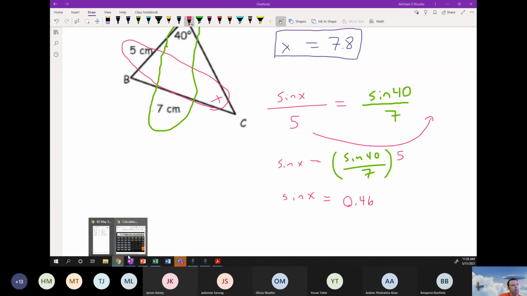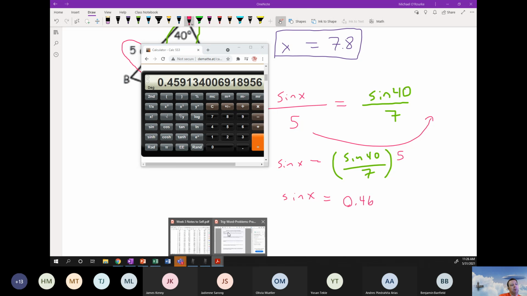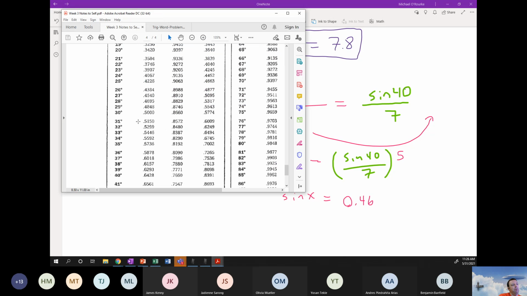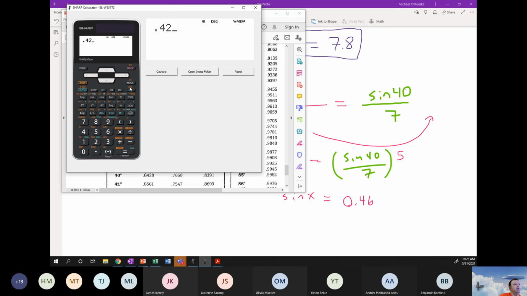Okay. If I'm using this calculator, I would go 40, press the sine button, divide by 7, times 5, 0.46. And lastly, I can always use my trig table, which is sine 40 is 0.6428. So I go 0.6428 divided by 7 times 5 is the exact same number.